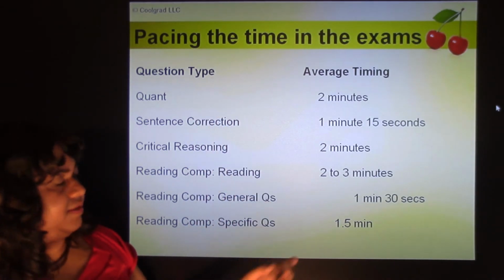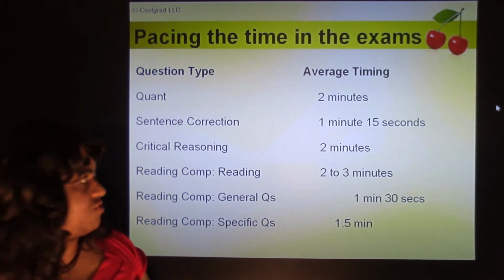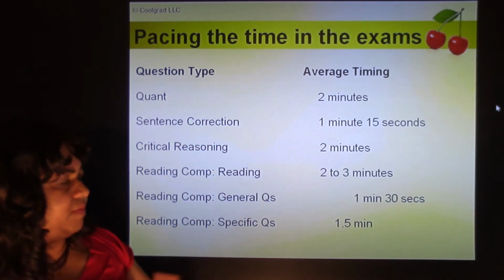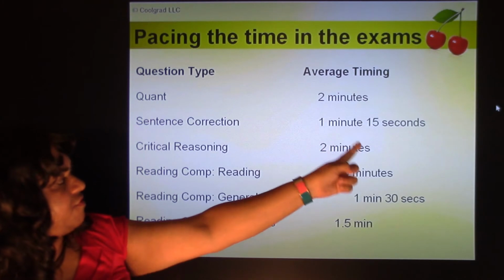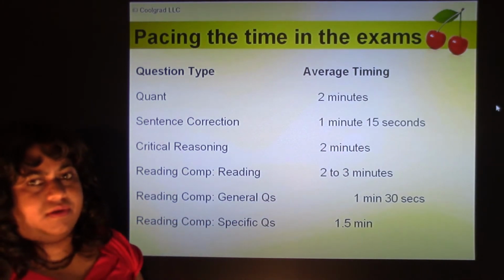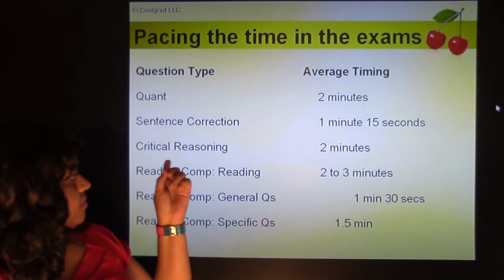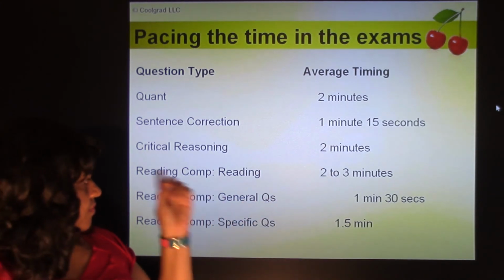So average time in the exams, how much time people take for different sections. For quantitative, they usually take about 2 minutes per question. Sentence correction, usually 1 minute 15 seconds at the most per question. Critical reasoning, 2 minutes per question.